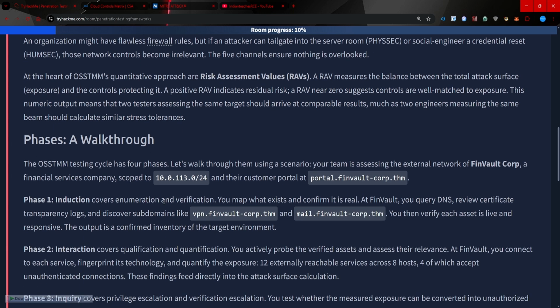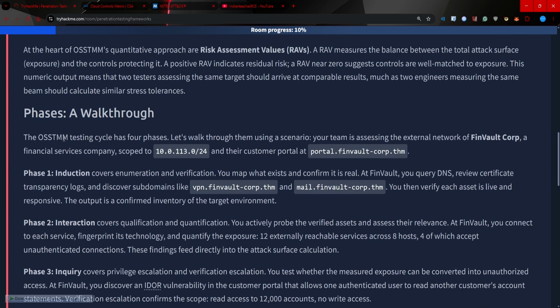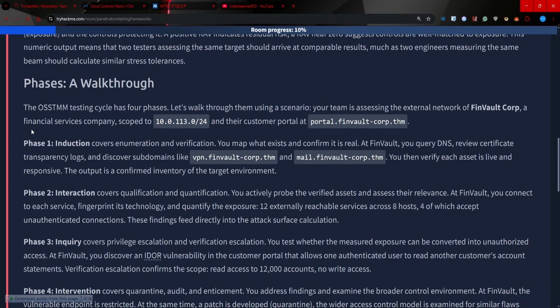Wow, this is great. Phases, a walkthrough. The OSSTMM testing cycle has 4 phases. Let's walk through them using a scenario. Your team is assessing the external network of FinVault Corp, a financial services company, scoped to this IP and the subnet, and their customer portal at portal.finvaultcorp.thm. Phase 1, Introduction, covers enumeration and verification.